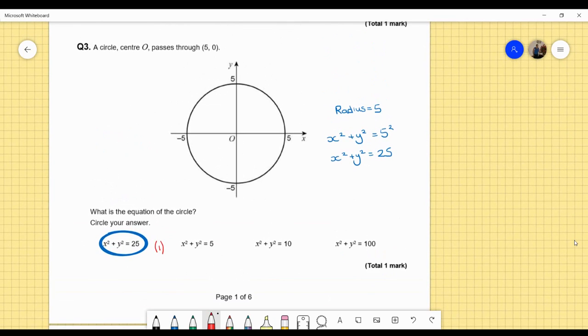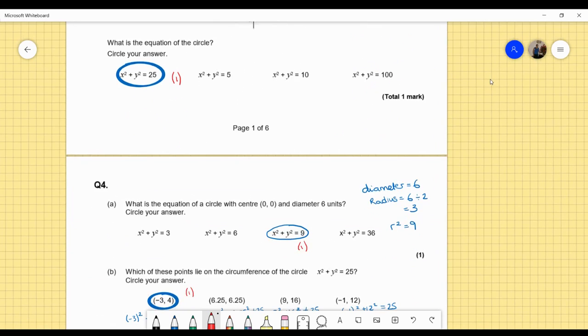Right, if we have a look then at question 3, on this one, a circle with a centre 0, 0, or the origin, passes through the point 5, 0. Okay, so 5, 0 is over here, and therefore that implies that the radius from the centre to the circumference is going to be 5, and we know our formula is x squared plus y squared equals the radius squared, so 5 squared, giving us a solution of x squared plus y squared equals 25 for 1 mark. Okay, so red or green on question 3.